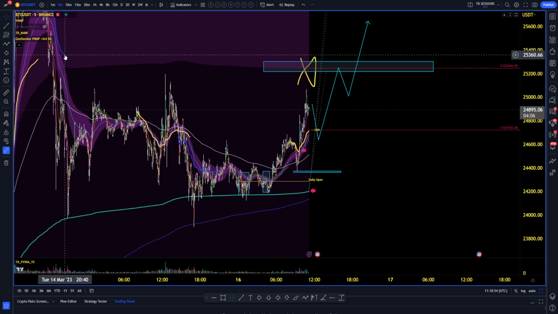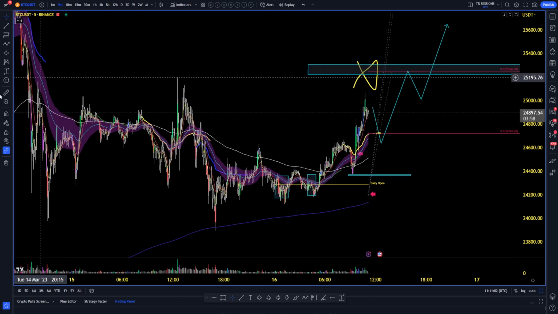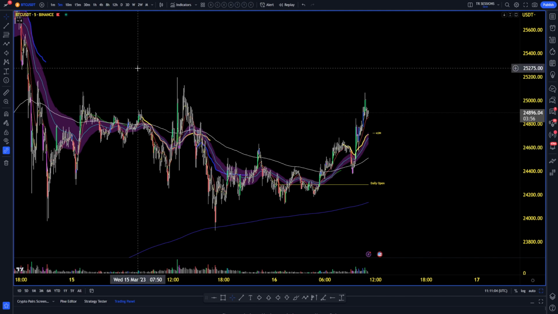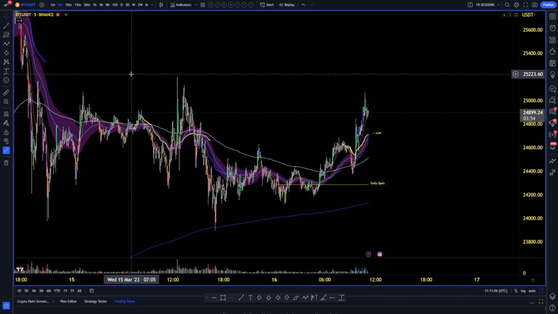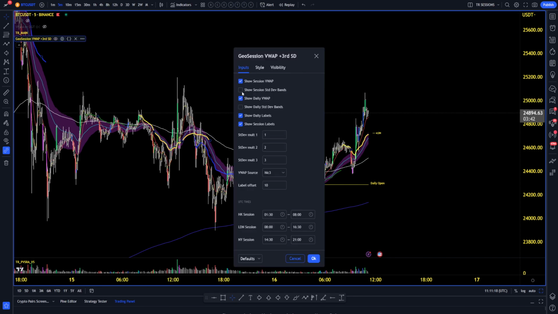Now, there is another VWAP that you can use. And this is for my scalpers, like the crazy scalpers of the hybrid system. Okay? This was created by a gentleman called Adicum. Now, you know who Adicum is, ladies and gentlemen. Mad love to you, Adicum, for this. It's called GeoSession VWAP Third Standard Deviation. My settings are as follows.